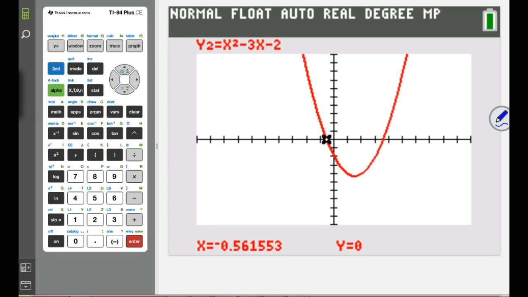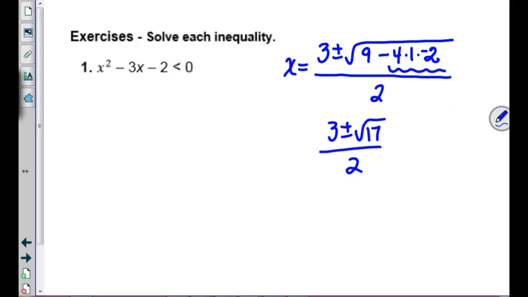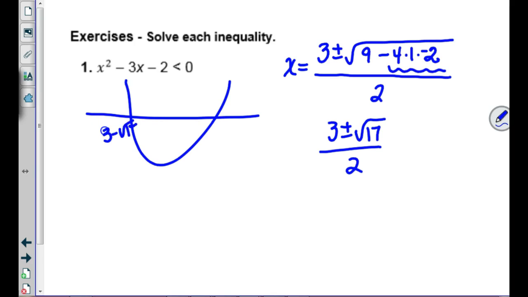Okay, why can't I just write down the decimal? That's not exact. Okay, so on our graph, the parabola is doing this from 3 minus the square root of 17 over 2 to 3 plus the square root of 17 over 2. So where is it less than 0?